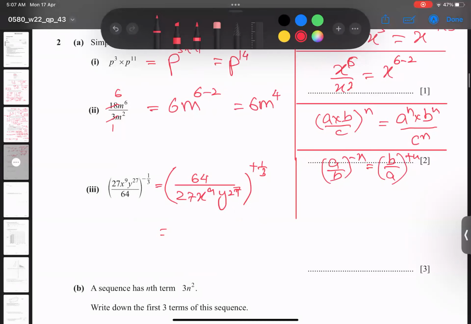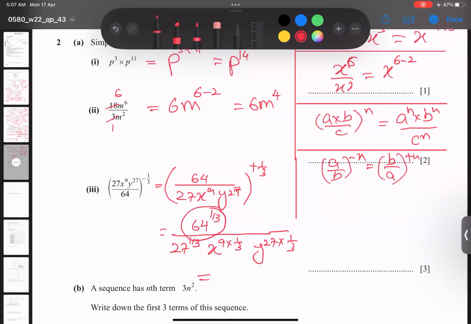Now, it means this power 64 to power 1 over 3 separate, 27 to power 1 over 3 separate. And when I take this power, power to power multiply. So make sure 9 times 1 over 3. Same story, 27 times 1 over 3. So it's just a matter of solving.